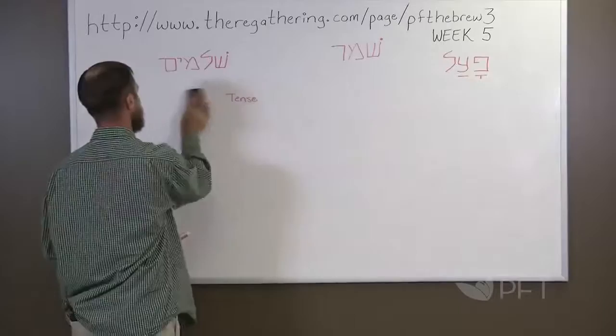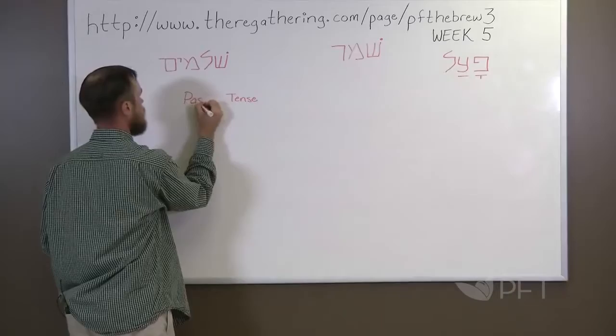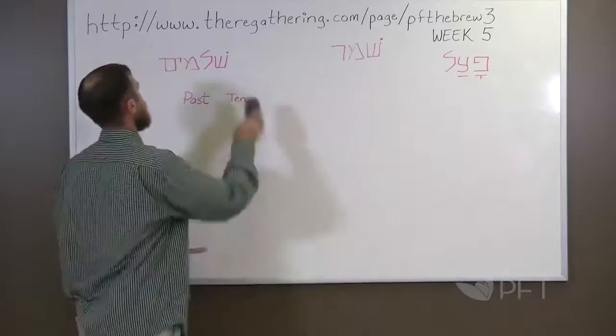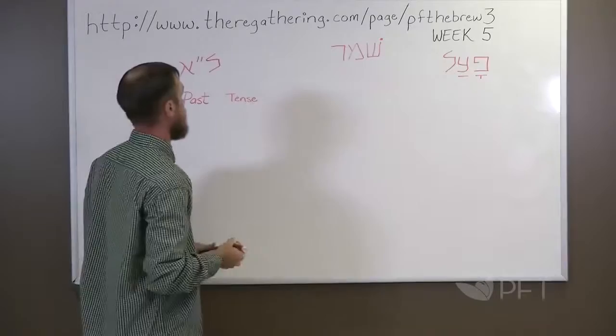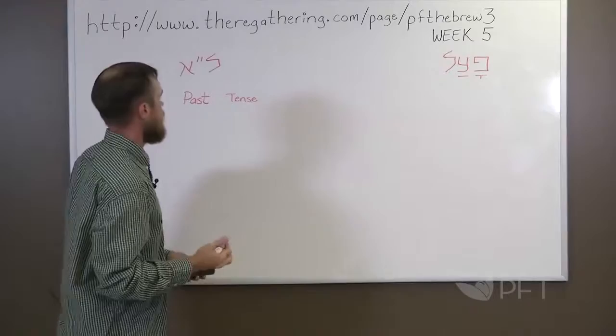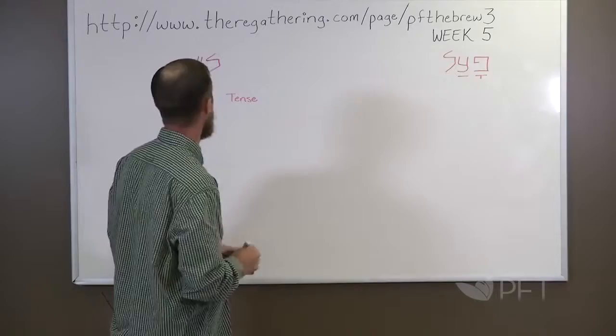So if you refer to the conjugation chart from week 5, you will note that I have gizrot lamed aleph listed there. Now, I'm not going to go through every single permutation of the lamed aleph conjugation, but I want to point out what the significant differences are.